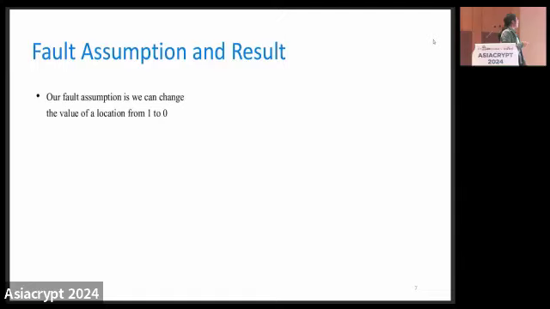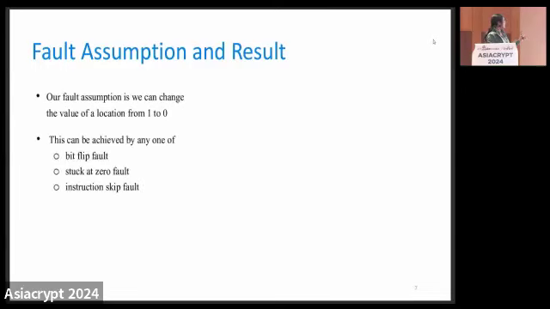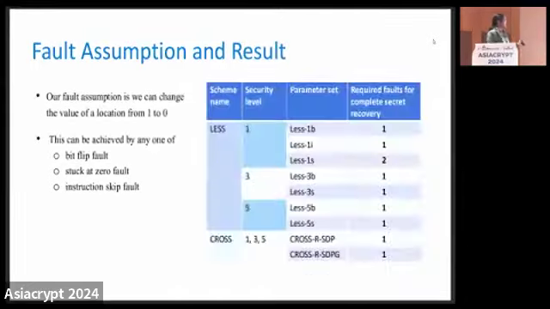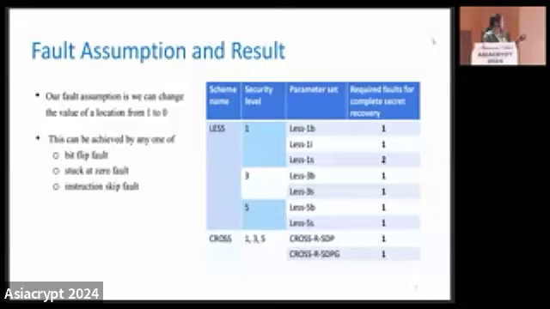So in this work, our fault assumption is that we can change the value of our targeted location from 1 to 0. This fault can be achieved by any one of these fault models: the bit fault, the stuck-at-0 fault, and the instruction skip fault. As a result, we can recover the full secret of LESS with just one faulted signature. Only for one parameter set, LESS-1s, we require approximately 2 faulted signatures to recover the full secret.